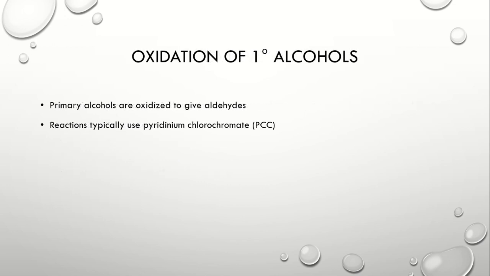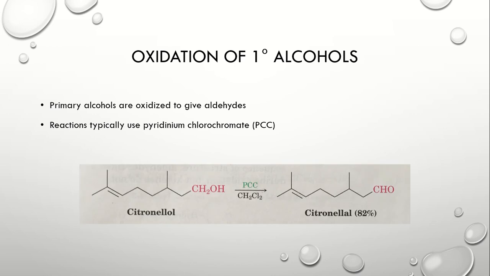Regarding the first reaction, the oxidation of first-degree alcohols, primary alcohols are oxidized to only give aldehydes. These reactions typically use pyridinium chlorochromate, otherwise known as PCC. In the reaction below, citronellol is synthesized into citronellal using PCC. The functional group of the alcohol in citronellol is converted into the functional group of an aldehyde, the CHO group in citronellal.